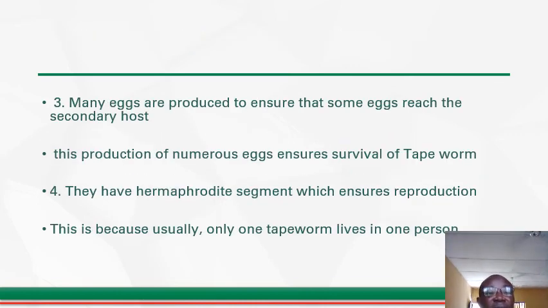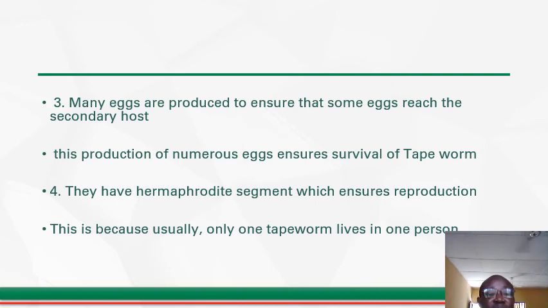Number 3, they usually lay many eggs. These numerous eggs ensure that some eggs will reach the secondary host. So that is the reason why they produce so many eggs: at least some will reach the final host. This production of numerous eggs ensures survival of the tapeworm.